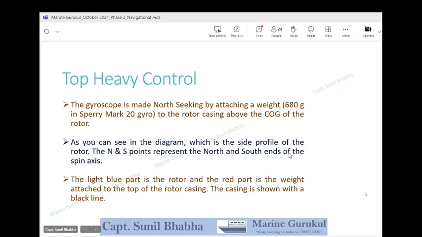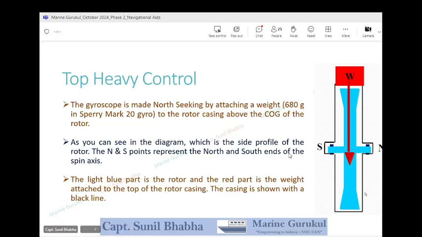Let's now try to understand the top heavy control in a gyro. Till now, we have seen the spin axis and rotor being fitted in an arrangement of gimbals to give it 3 degrees of freedom, with sets of ball bearings and gimbal rings. Now we introduce one more part of the gyro compass, and that part is the casing. As you see in this diagram, the light blue part is basically the rotor as well as the spin axis.